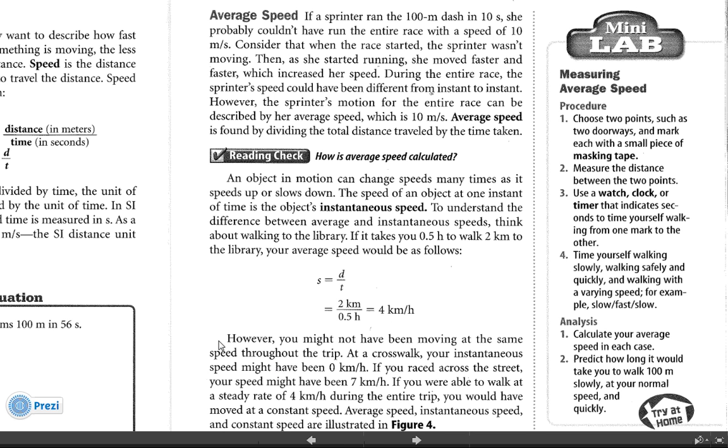However, you might not have been moving at the same speed throughout the trip. At a crosswalk, your instantaneous speed might have been 0 because you're not moving. You're waiting for the traffic to stop. If you raced across the street, your speed might have been 7 kilometers per hour. If you were able to walk at a steady rate of 4 kilometers per hour during the entire trip, you would have moved at a constant speed. Average speed, instantaneous speed, and constant speed are illustrated in figure 4.